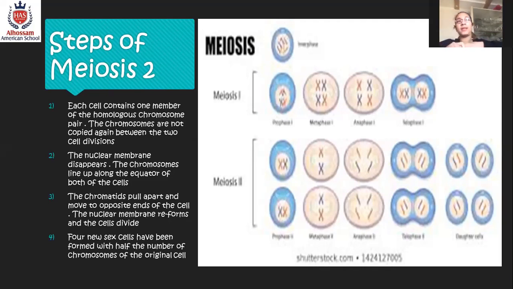In anaphase, they are now at the opposite sides of the cell. And then in telophase, the nuclear membrane reforms. And in cytokinesis, the cleavage furrow separates the cells. And now we have 4 haploid cells, each one with half the number of chromosomes as the original one. So the original one had 46 chromosomes. Now we have 4 haploid cells, each with 23 chromosomes.